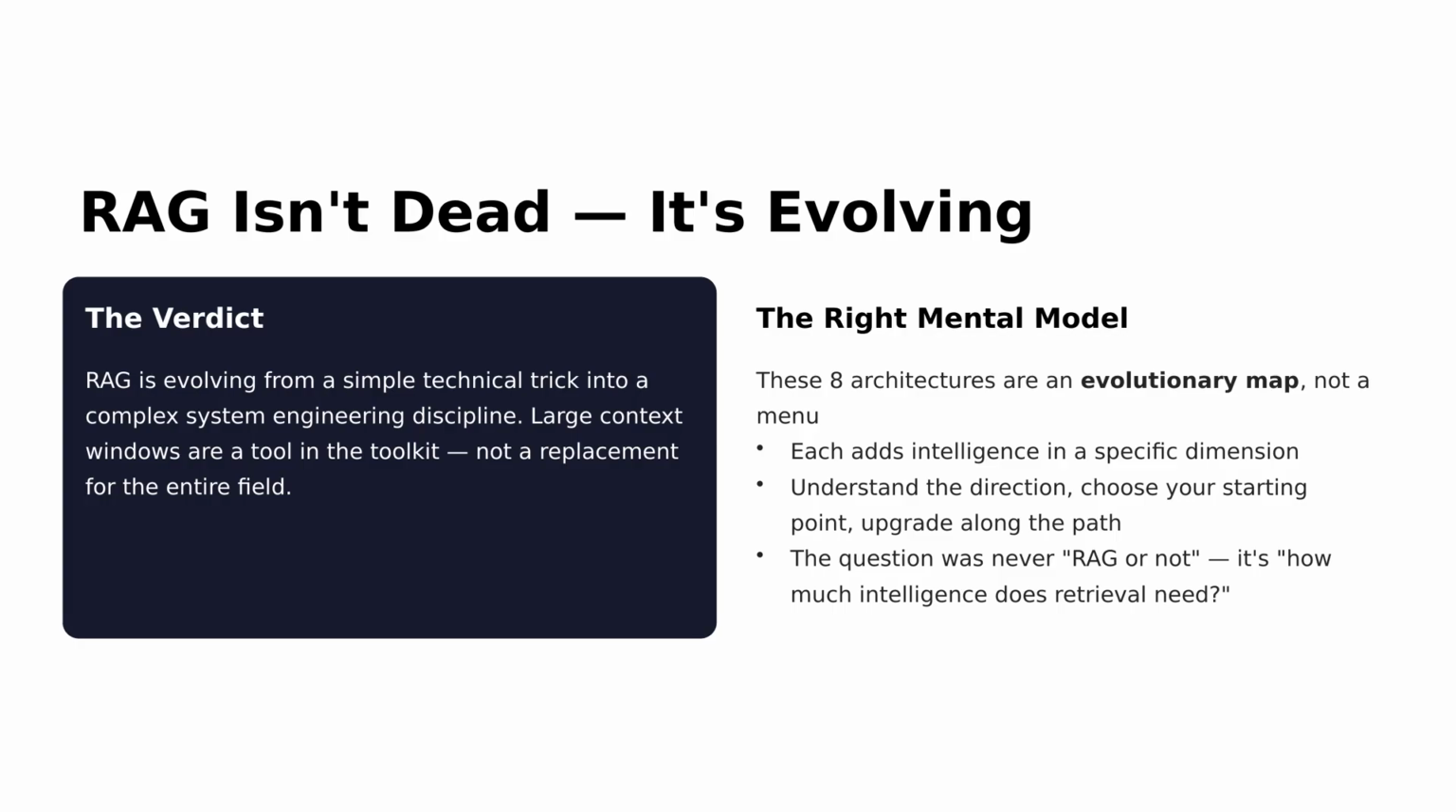RAG isn't dead, it's evolving. We're moving from a simple technical trick to a complex system engineering discipline. Large context windows are just one tool among many, not a replacement for the entire field. Think of these 8 architectures as an evolutionary map rather than a menu. Each adds intelligence in a specific way. Understand the direction, choose your starting point, and upgrade along the path. It's not about choosing RAG or not, it's about determining the level of intelligence your retrieval needs.